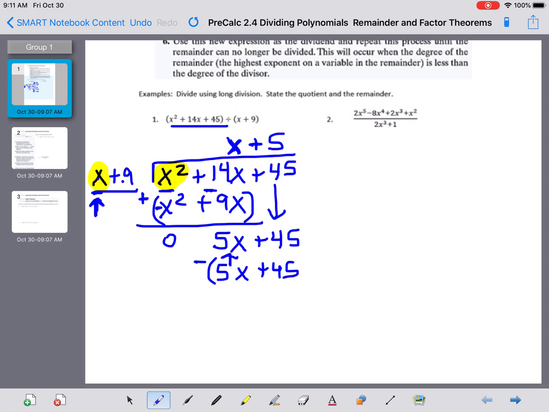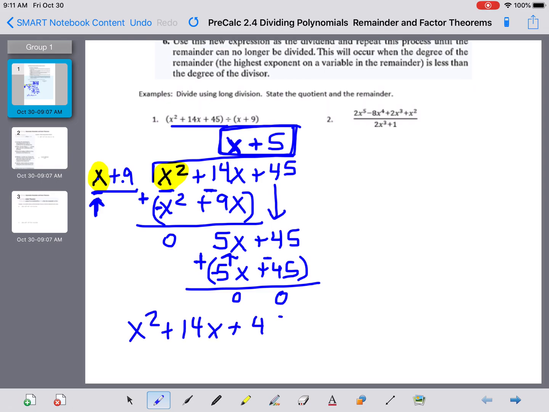And I'm going to subtract this whole entire term that I just found. So remember, that's plus, and it's like the negatives. So 5x plus negative 5x, it's gone. 45 plus negative 45, it's gone. That means I have no remainder. When I divide it here, my answer is x plus 5. Okay? And just a reference, if you took x squared plus 14x plus 45 and you tried to factor it, right?